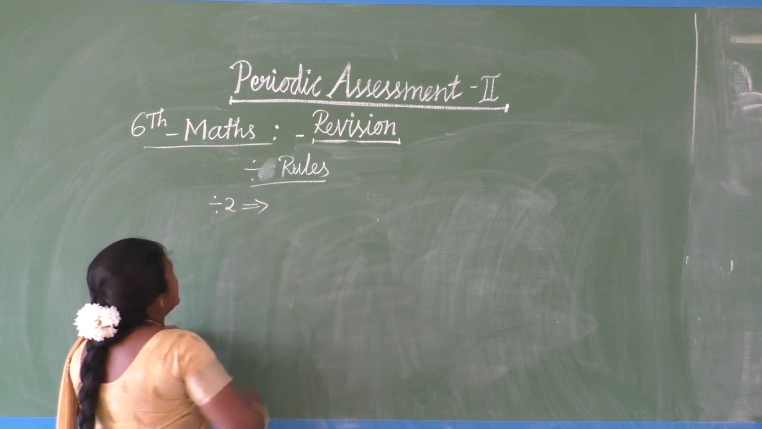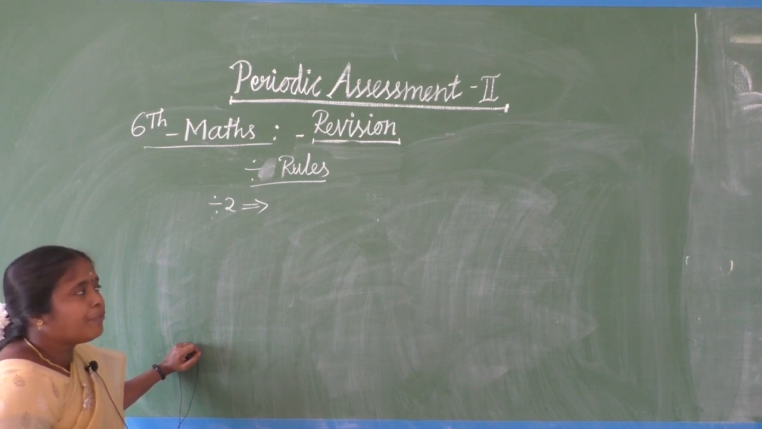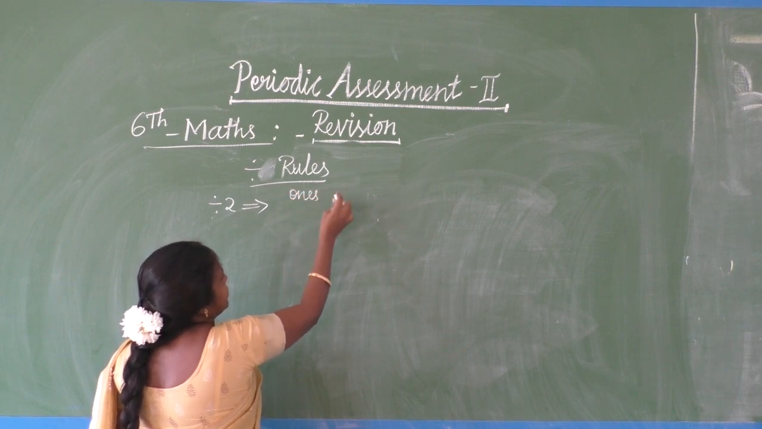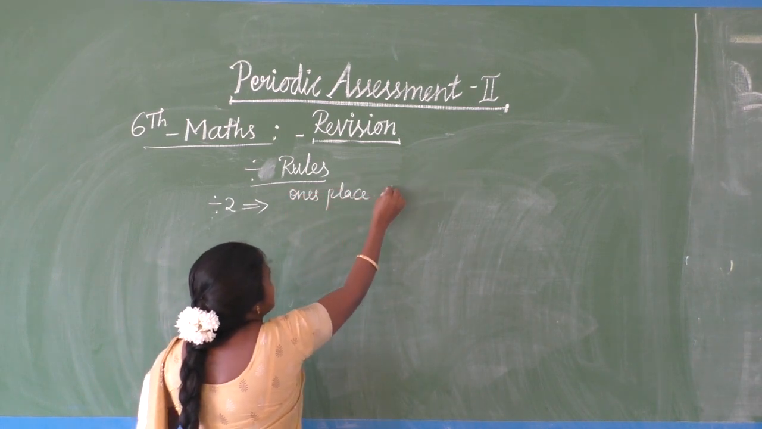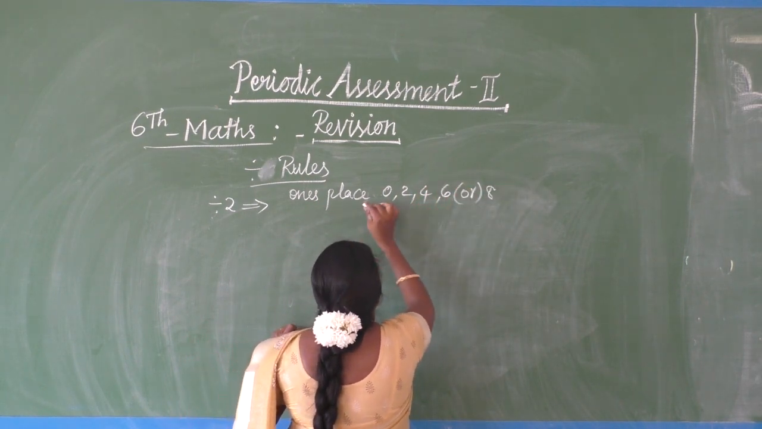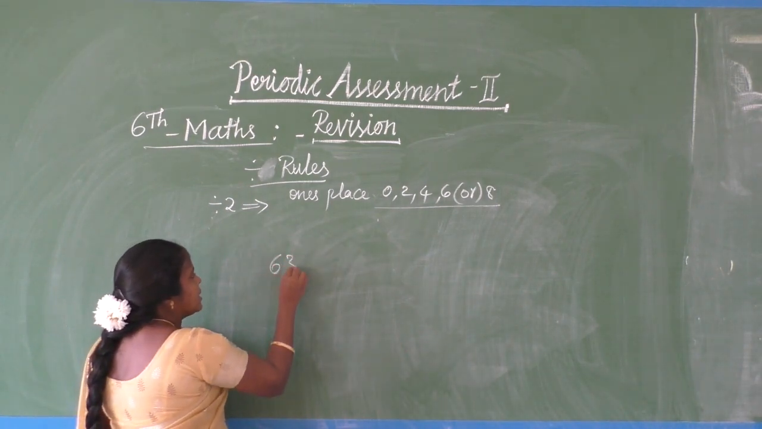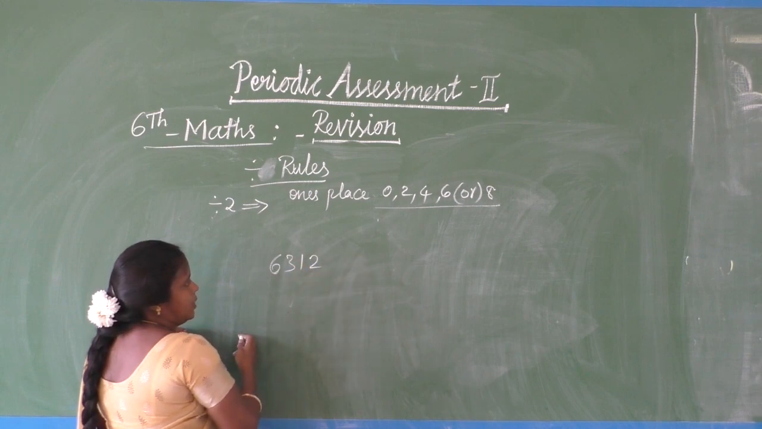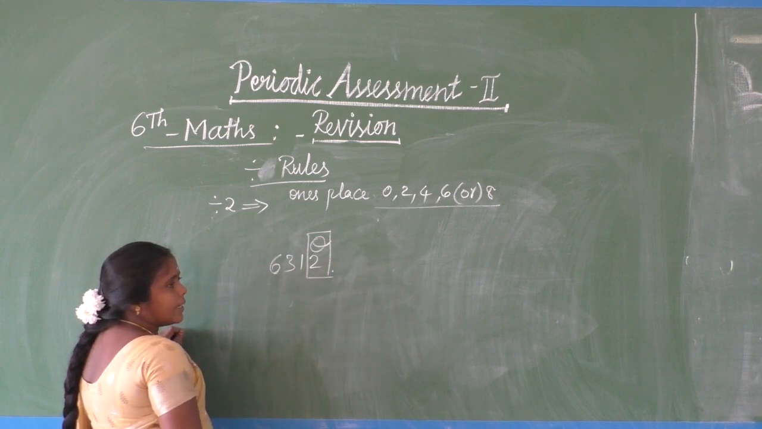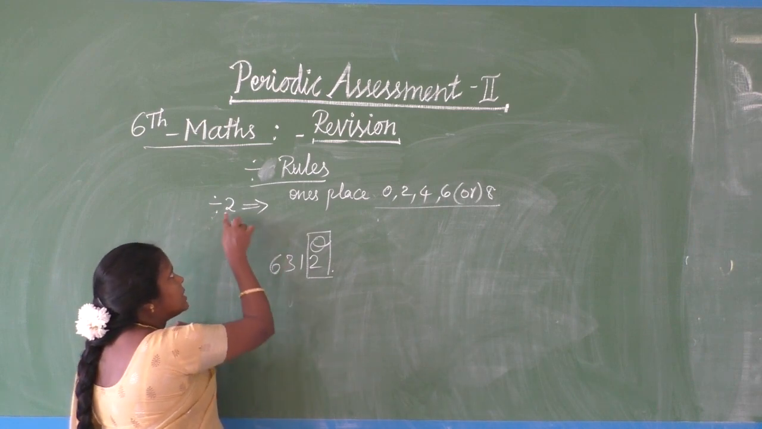See, first one, the divisibility by 2 rule we will see. What does it say? If a number has 0, 2, 4, 6 or 8 in its ones place, then that number is divisible by 2. For example, 6312, in this number the ones place contains one of these numbers, so it is divisible by 2.